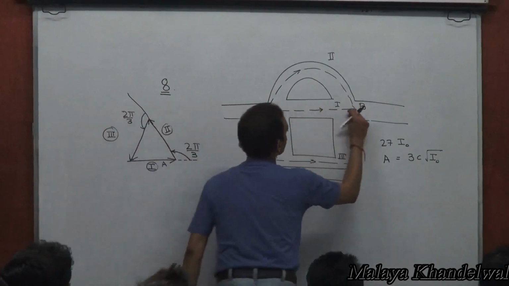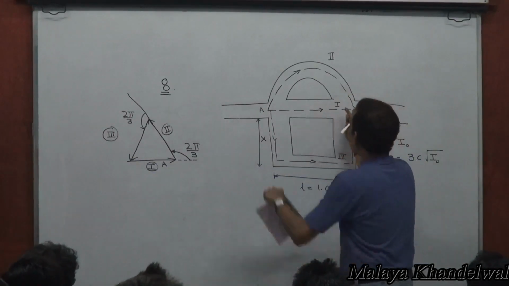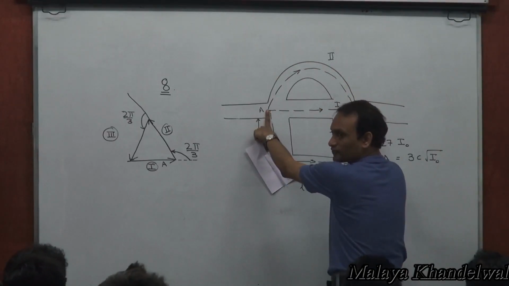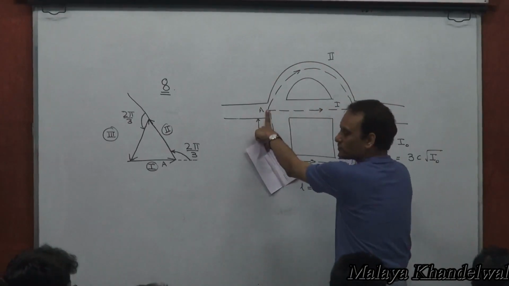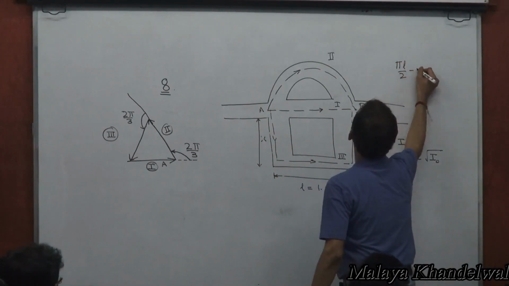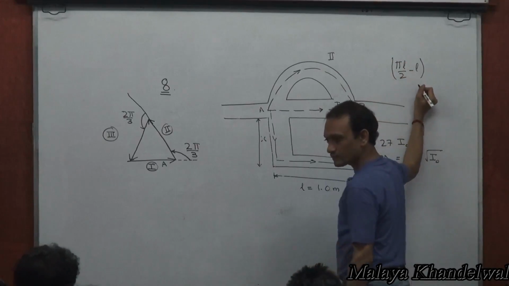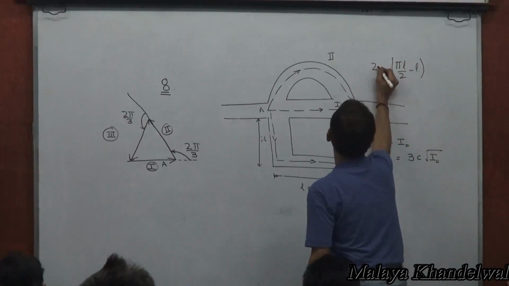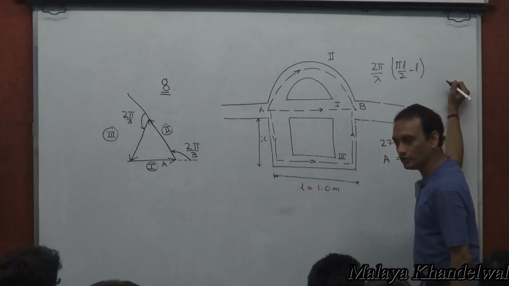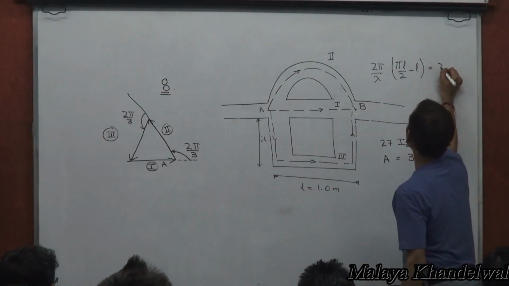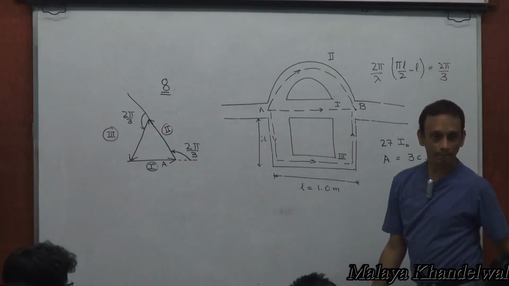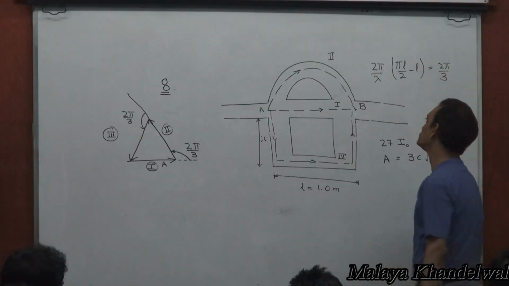But look at their paths. What's the path difference? L is the diameter of the semicircle. So pi L by 2 is the length of this path and L is the length of this path. So the path difference is pi L by 2 minus L. Now the phase difference is 2 pi by lambda times the path difference, and that must be equal to 2 pi by 3. Yes or no?